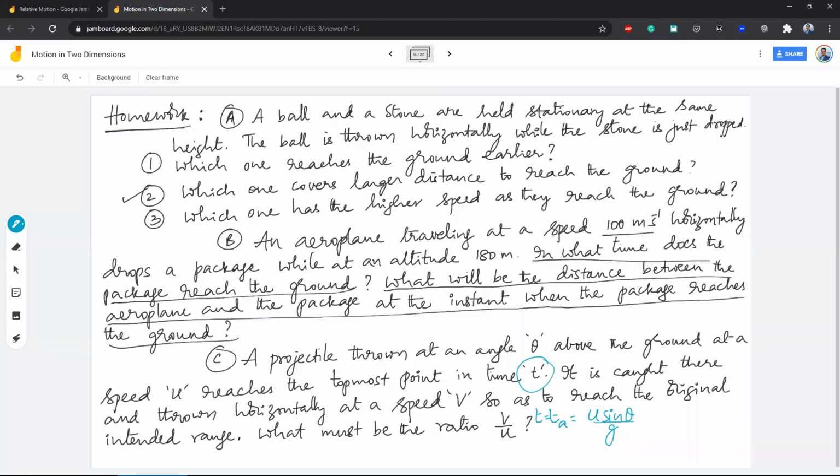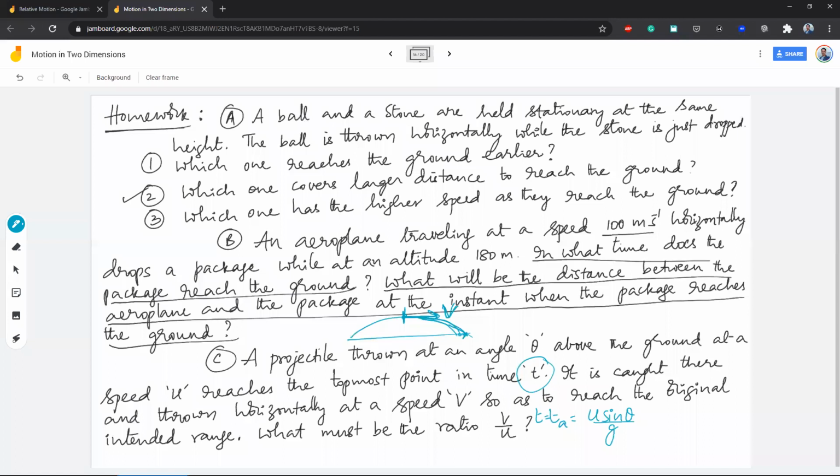And then what? It is caught there and thrown horizontally at a speed v so as to reach the original intended range. Okay. So now at the topmost point, they are catching it, which means they are stopping it. And they are again throwing it horizontally so that it reaches exactly the original intended range, this point only. So from here, they are throwing it horizontally so that the particle reaches here. What must be the ratio v by u? So with what speed should they have thrown this is basically the question.